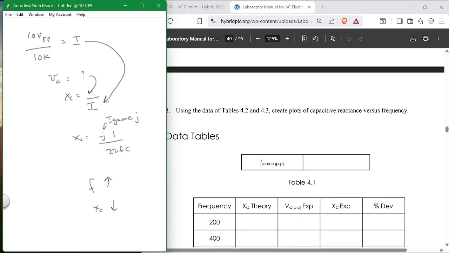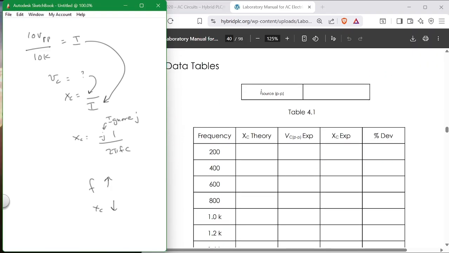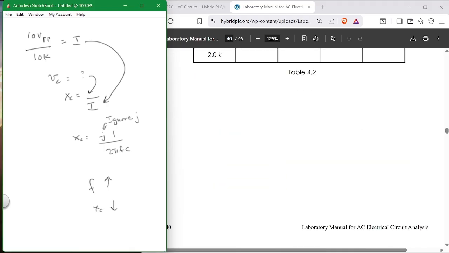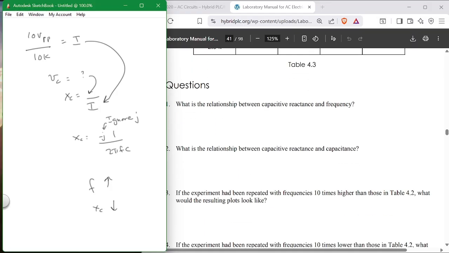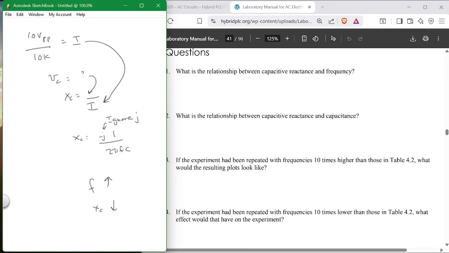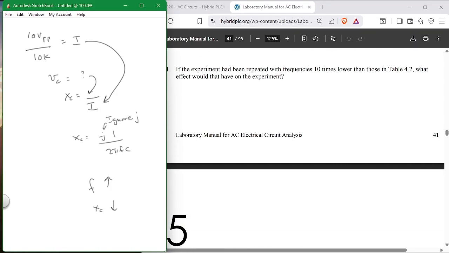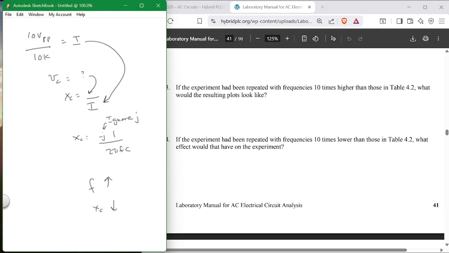So here's I source peak to peak, and here's your various frequencies for your one resistor, and here's for your other one, and then you answer a few questions and do a real short conclusion, a couple of sentences. I see now that X sub C goes lower at a higher frequency. Frequency changes the resistance of a capacitor.